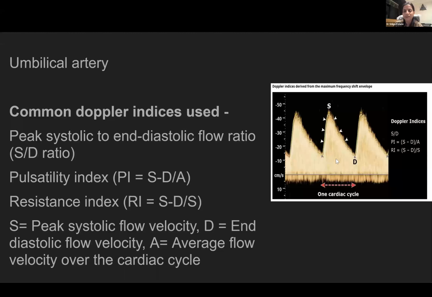And there is the resistance index or resistivity index. That stands for S minus D divided by S: peak systolic velocity minus end diastolic flow velocity divided by peak systolic velocity. So whenever you counsel or see the reports, when you go for any delivery or section, please go through the fetal ultrasound, and you'll see all the reports and the Dopplers. It's good to see all these reports.